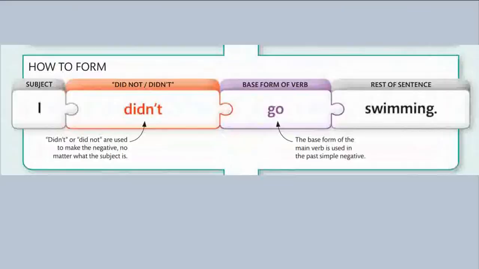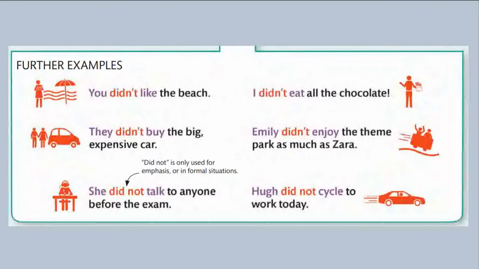The next, let us see the examples constructed using the same structure. You can make your own observations. You didn't like the beach. You can see the subject and the verb is here and didn't is inserted in between. They didn't buy the big expensive car. Subject is here, verb is here, and didn't is inserted in between. She did not talk to anyone before the exam.